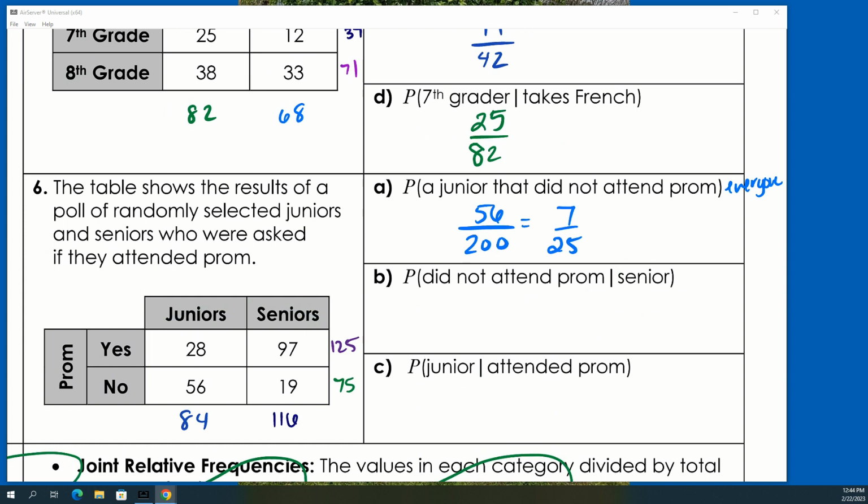All right, so for B, we want the probability that someone did not attend the prom given that they're a senior. So who do I care about? Seniors. I only care about seniors. There's 116 of them. All right, so if we're still just looking at the seniors, how many of them did not attend? 19. All right, you guys try C on your own, please.